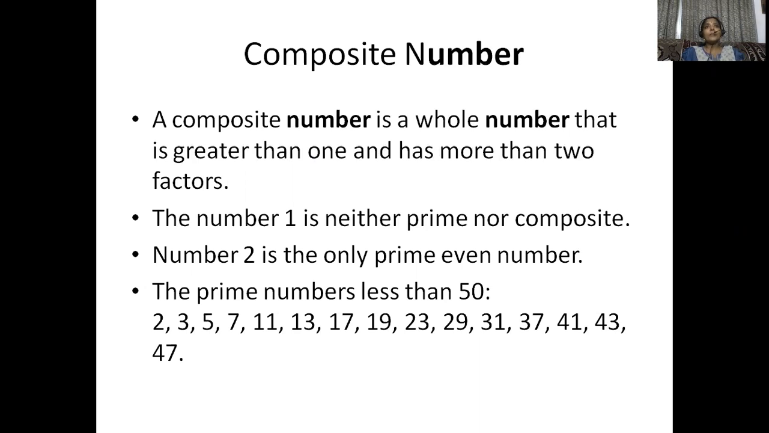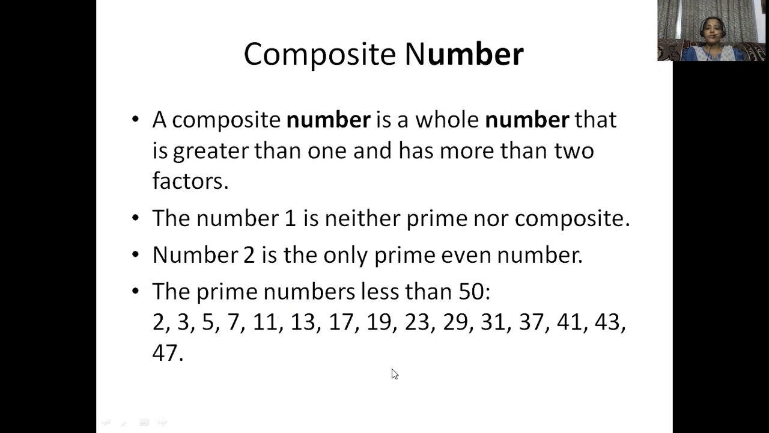So what about the number 1? You must be curious whether it is prime or composite. Remember that the number 1 is neither prime nor composite. Okay. Number 2 is the only prime even number. Okay. So prime numbers less than 50.